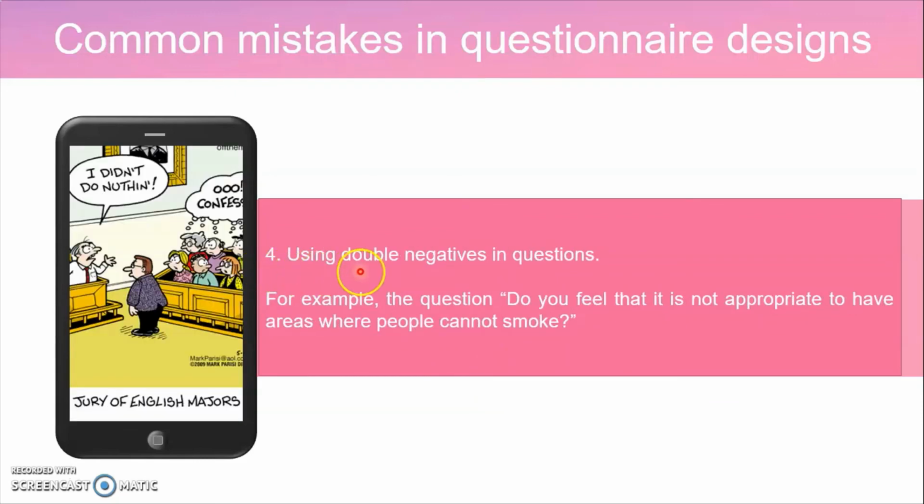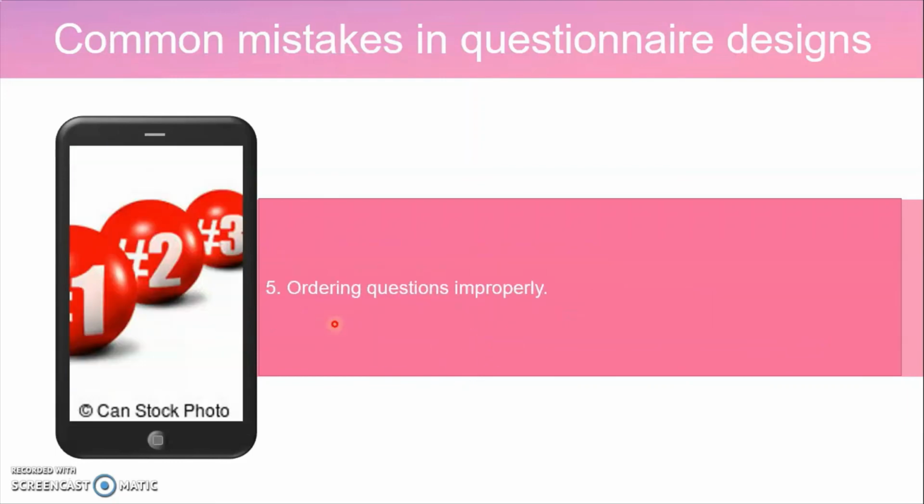The fourth is using double negative questions. Questions with double negative can be confusing to the respondents as well. So for example, the question, do you feel that it is not appropriate to have areas where people cannot smoke? The fifth and the last is ordering question improperly.